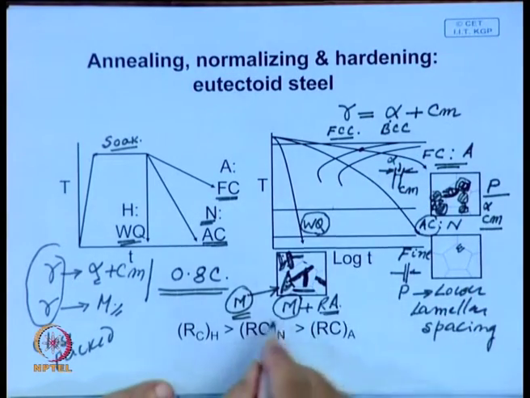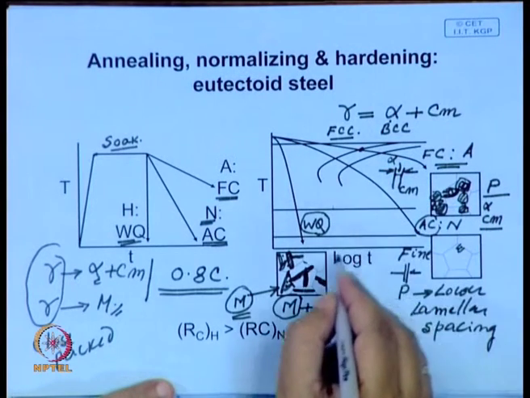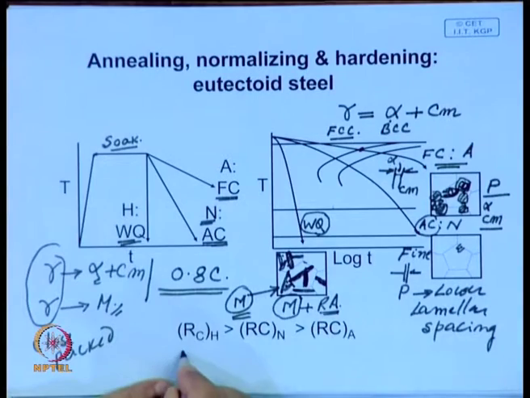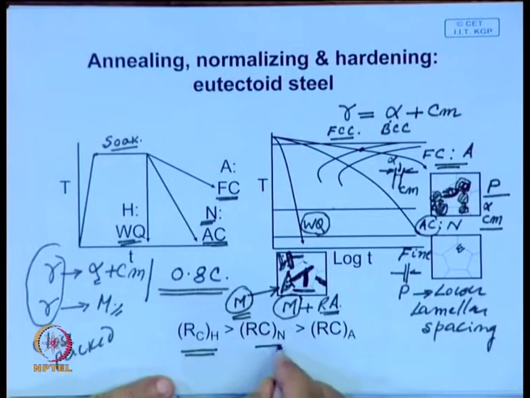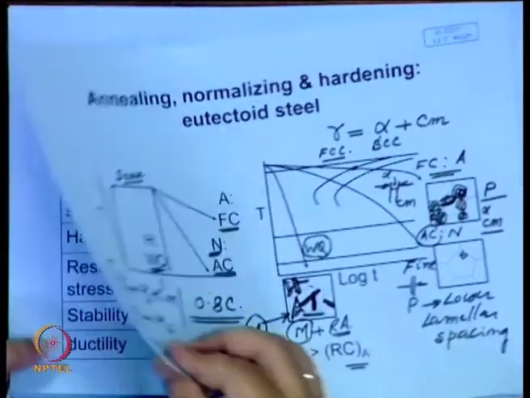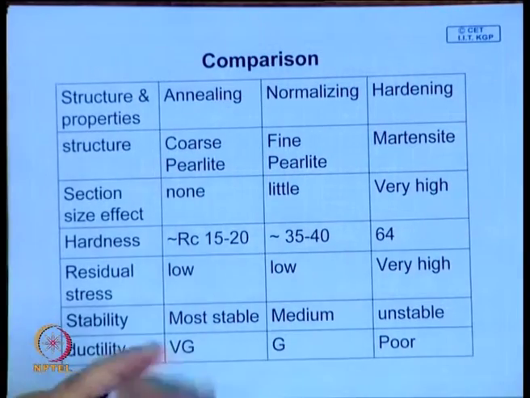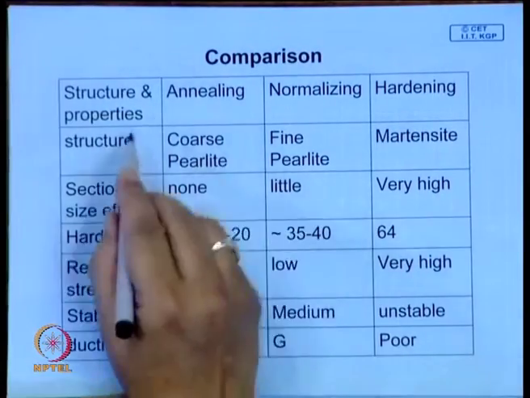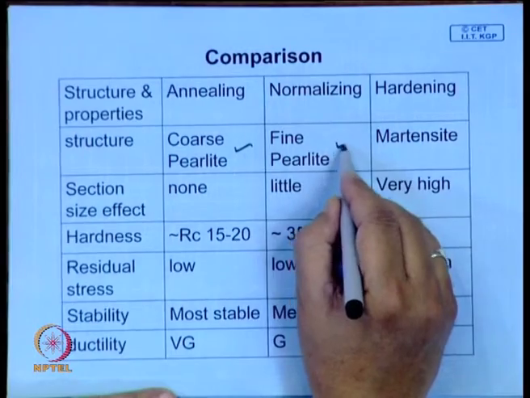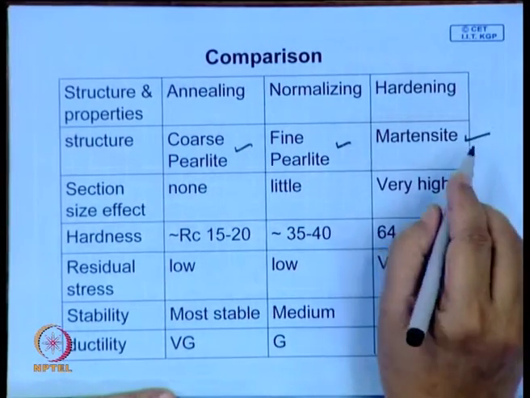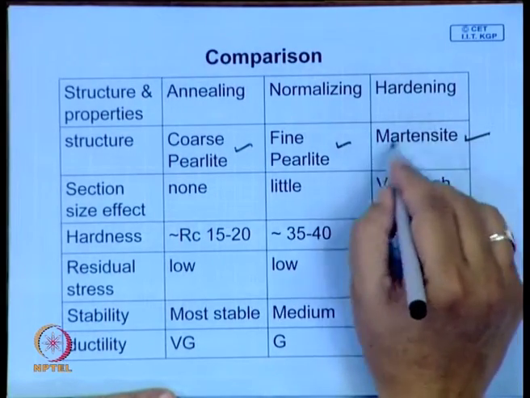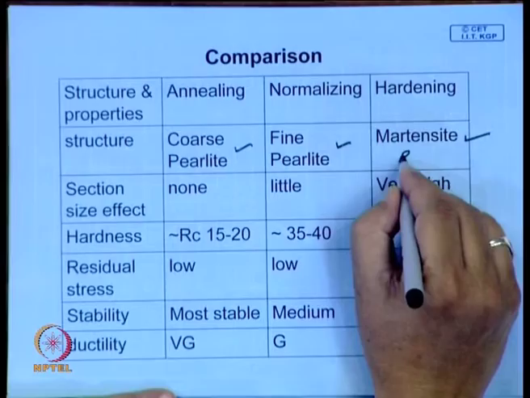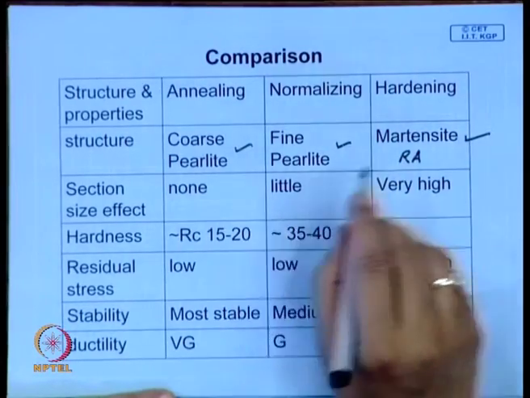Now, here if you look at the hardness, as you increase the cooling rate, hardness goes on increasing, and this is the Rockwell hardness after hardening. This is in the normalized case, and this is in the case of annealing. So, this will be the sequence. Now, let us look at a comparison between these three processes which are listed here. In annealing you get coarse pearlite, in normalizing you get fine pearlite, and in hardening you get martensite. It is expected to be single phase, but sometimes because of that volume expansion some amount of retained austenite may also be there.